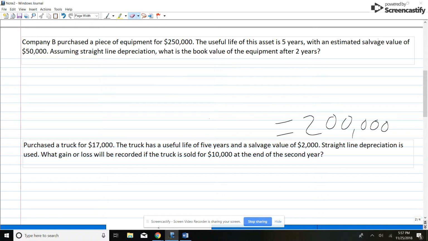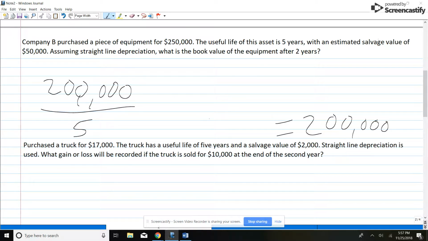All right, so we have to divide this 200,000, or the depreciation base, by the useful life, which is 5 years, and we get 40,000. Now, what is this 40,000, you may be asking? This is going to be the depreciation per year, because we took our depreciation base, how much we're going to totally depreciate over the useful life, divided by the useful life, and this is how much depreciation we're going to have every year.